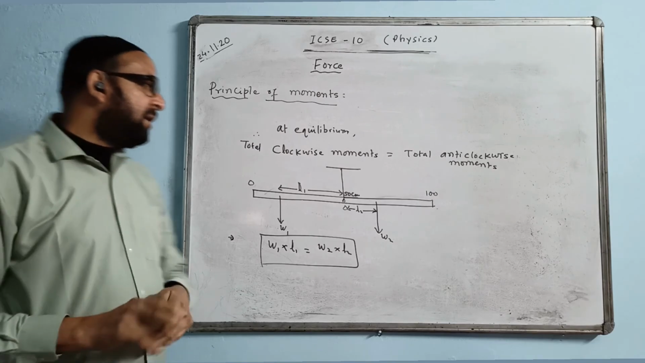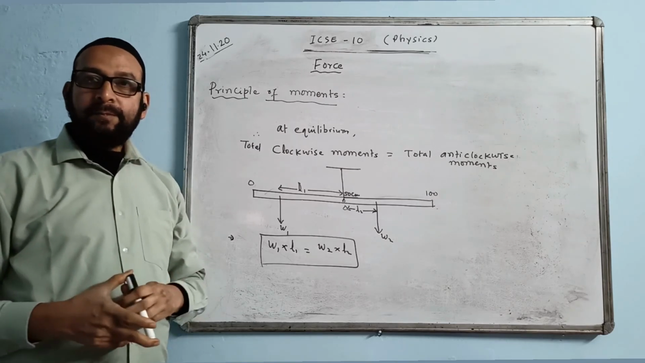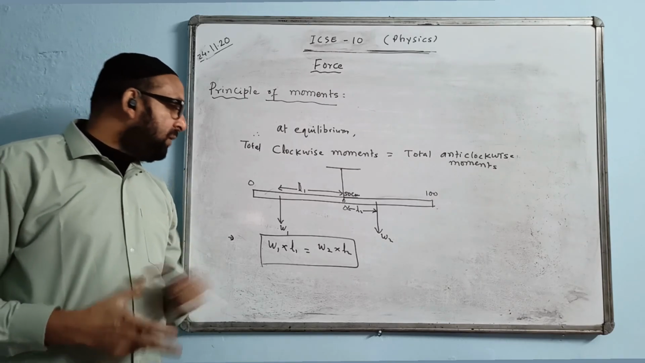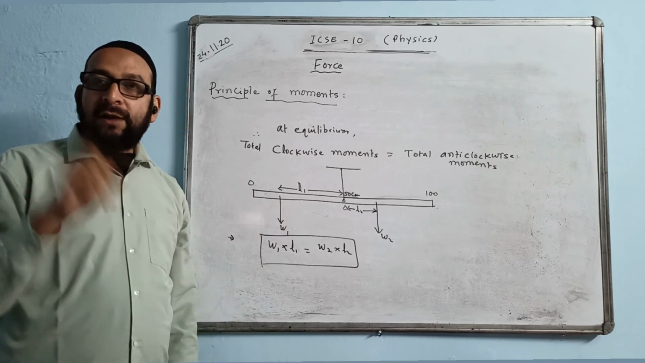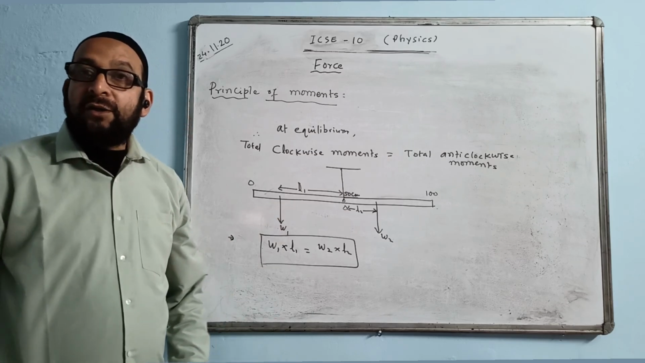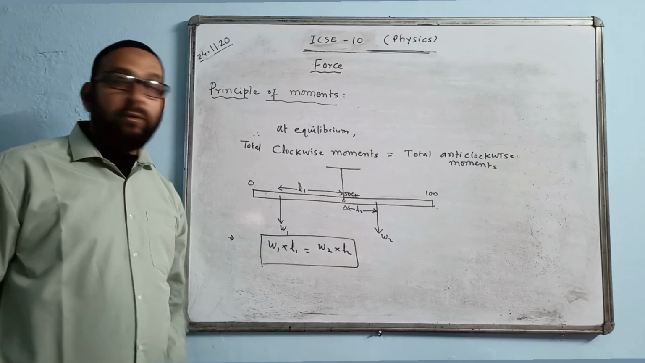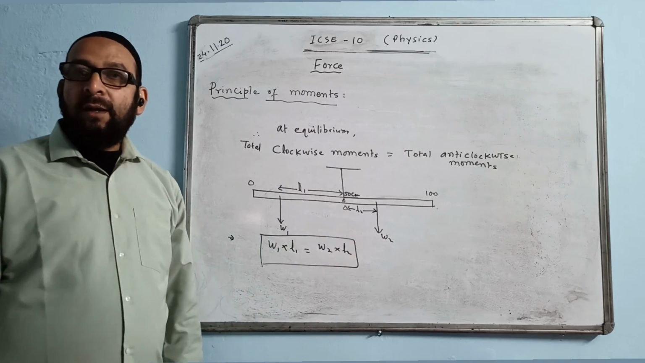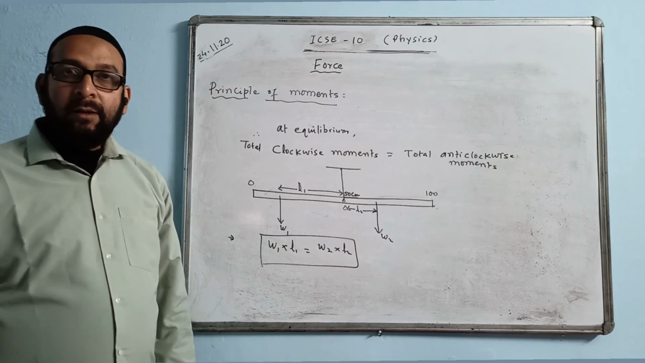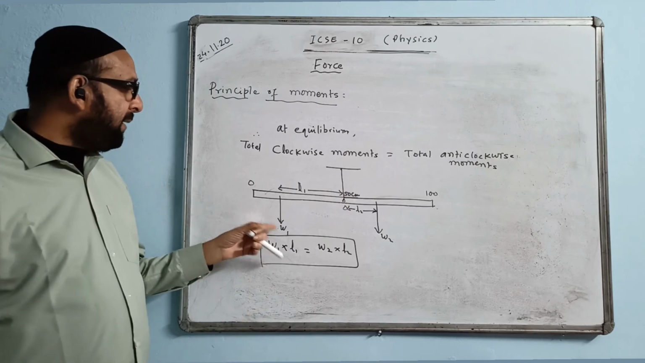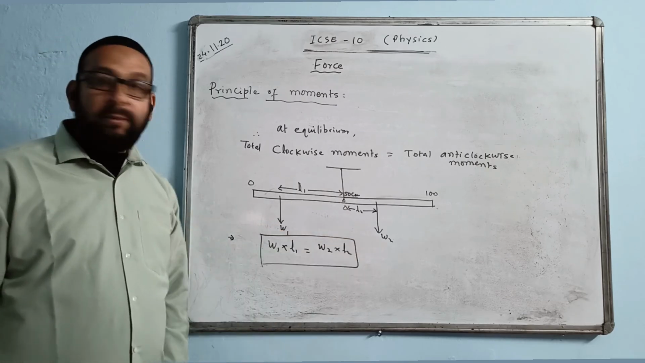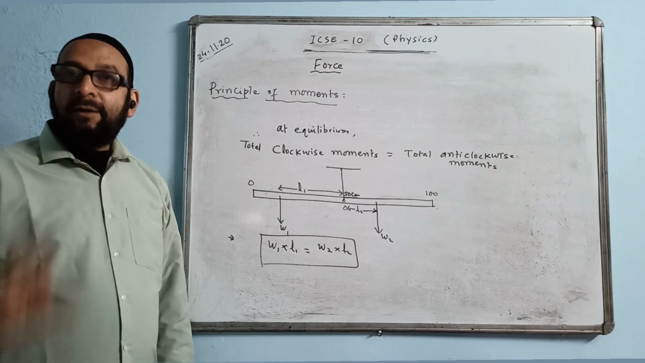The third question may come like this. Which of the two weights as shown in the diagram is larger? W1 and W2, out of these two, which one is larger? And give a reason for it. Can you identify which one is bigger? W1 will be bigger or W2 will be bigger? I'll tell you the answer.